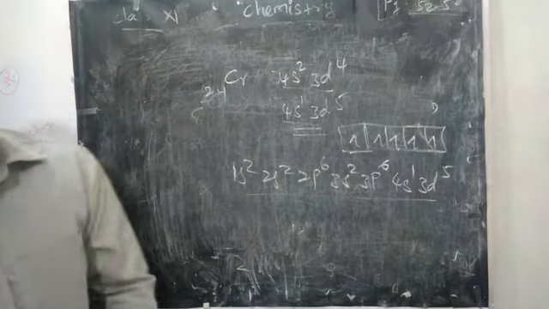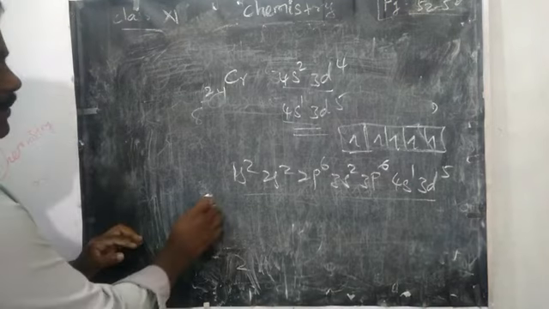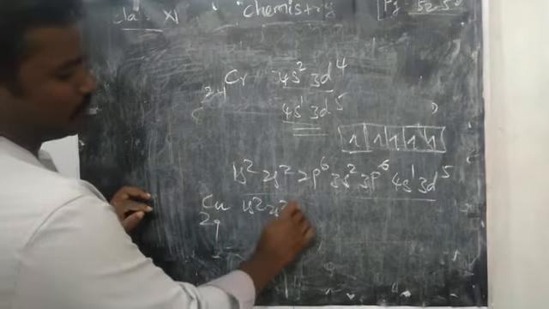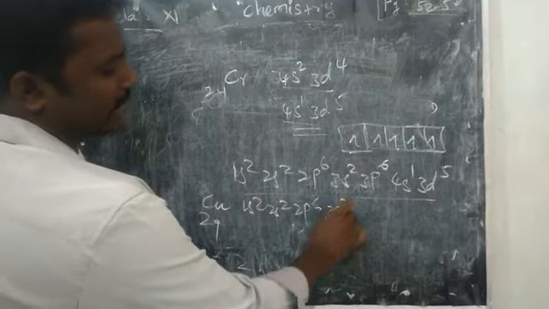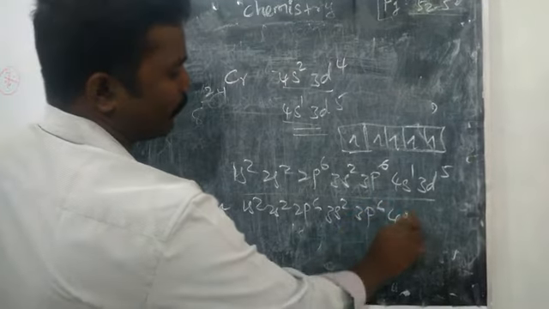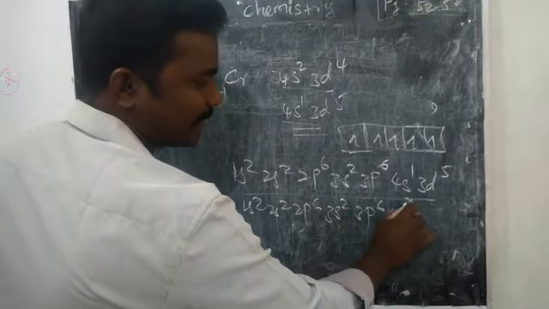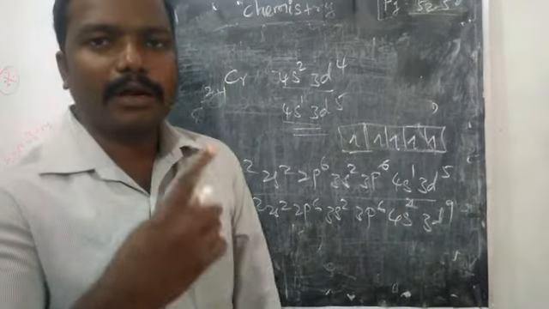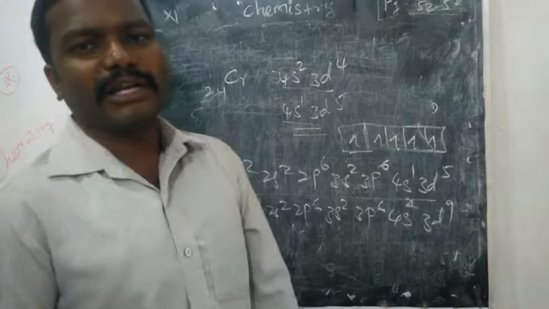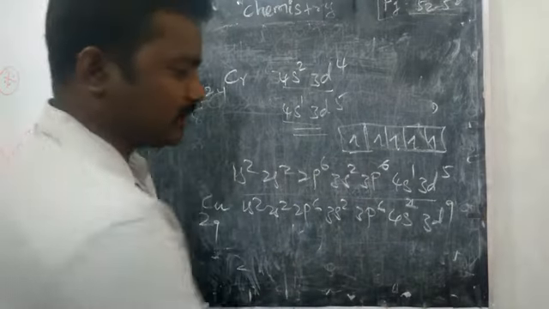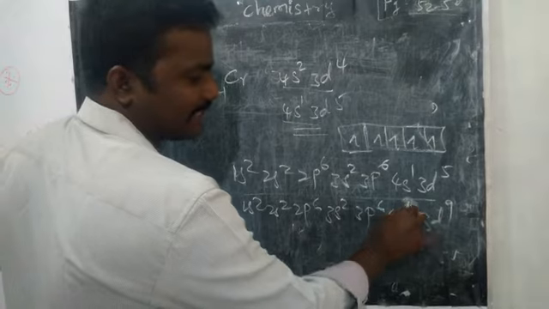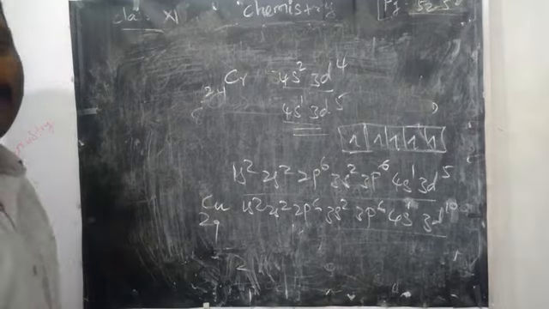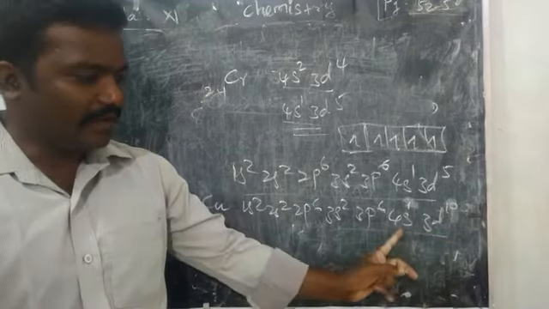The same way you have to remember for copper. What's the atomic number for copper? 29. So 1s2, 2s2, 2p6, 3s2, 3p6, 4s1. Actually expected 4s2, 3d9. But only one electron is needed for a completely filled electronic configuration in the d orbital. That's why one electron from s is shifted, forming 4s1 3d10.